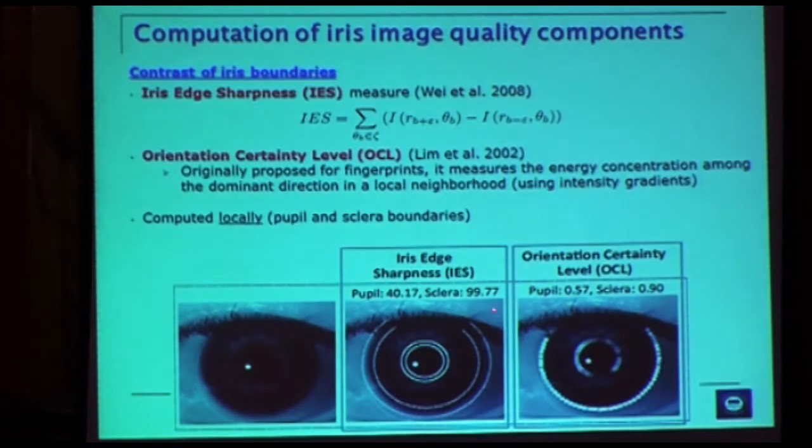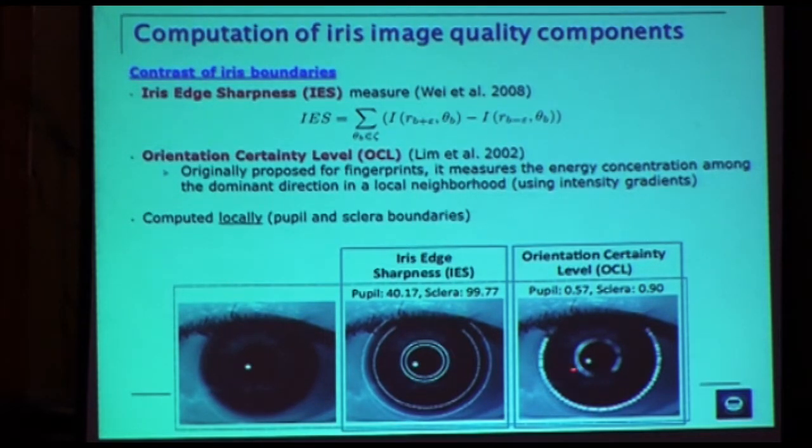In this measure, we position two equidistant points around the iris boundary, and we compute the difference in gray levels between these two equidistant points, and this is done for the whole circle. So we get a measure of the contrast in the boundary. And we also use the orientation certainty level proposed in this paper originally for fingerprints. This measures the energy concentration among the dominant direction in a local neighborhood, and is measured using intensity gradients.